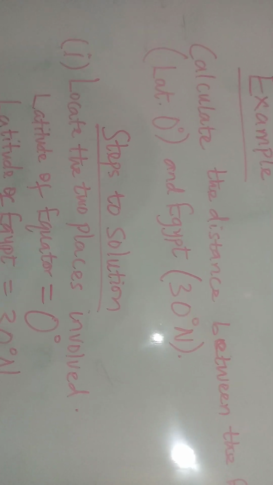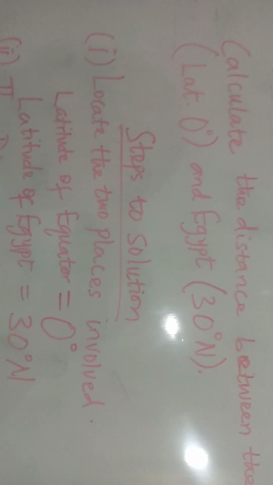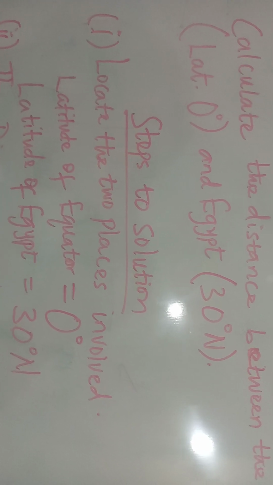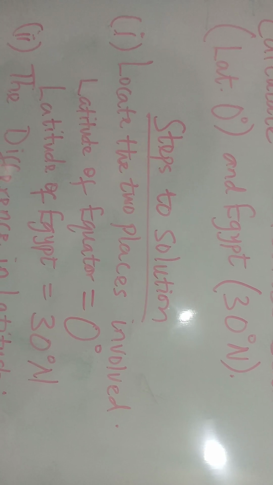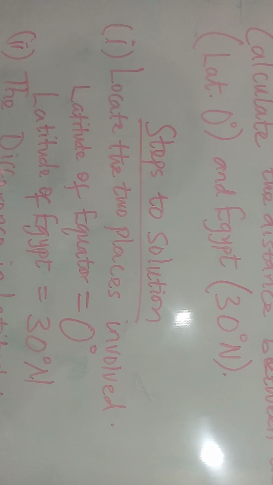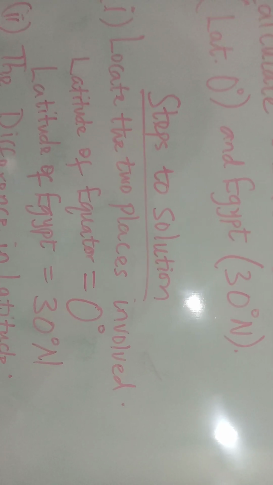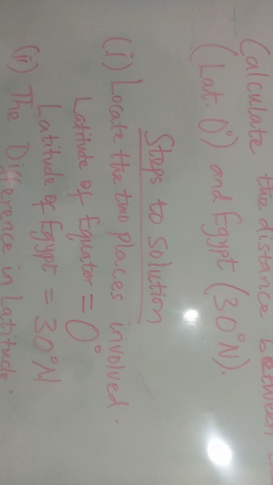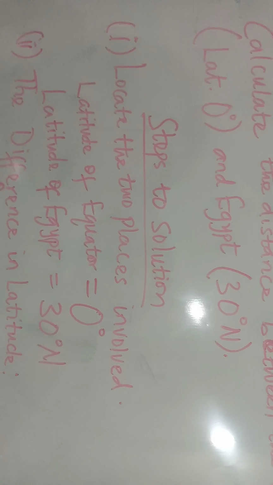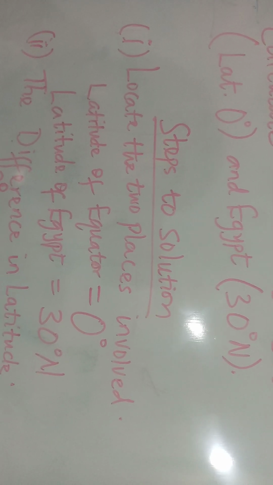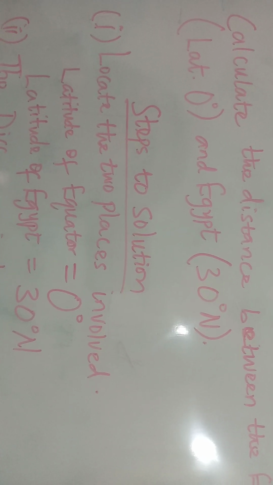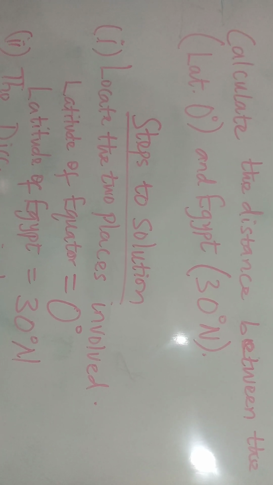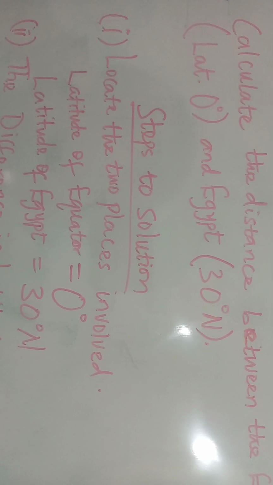Now look at the steps to solution. What is the first thing I said when we were saying the procedure? It says locate the two places involved. The first place is the latitude of equator, which is 0 degree. No direction, because it is in the middle. It's neither north nor south. That's why there is no direction. But the latitude of Egypt is 30 degrees north. So we have located the two places involved.